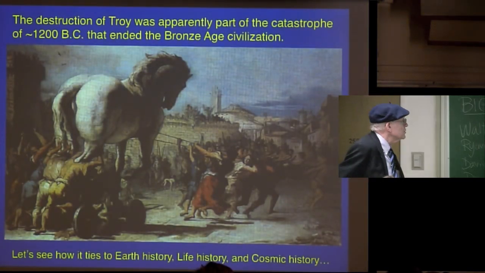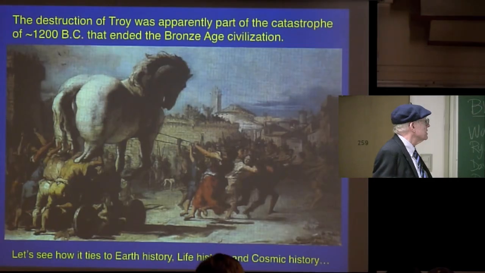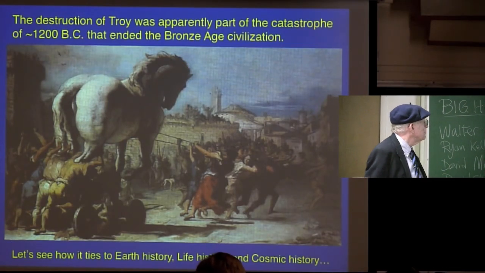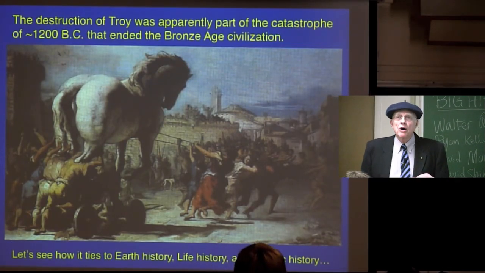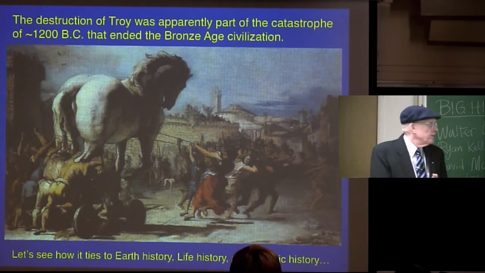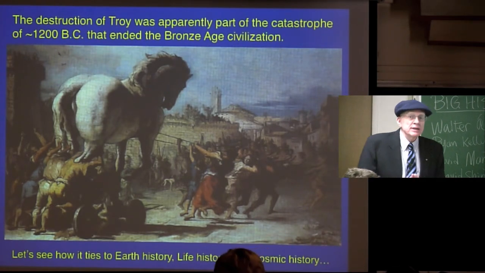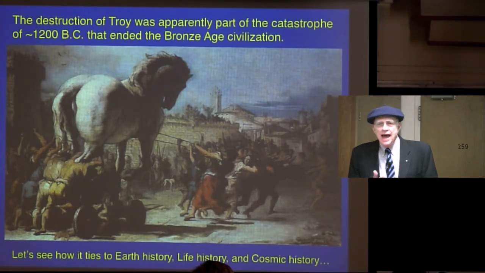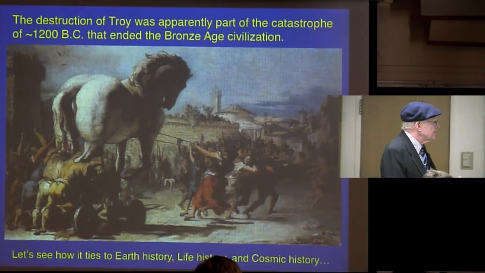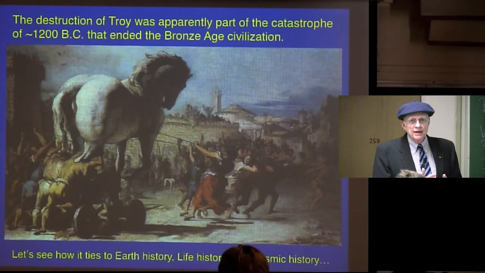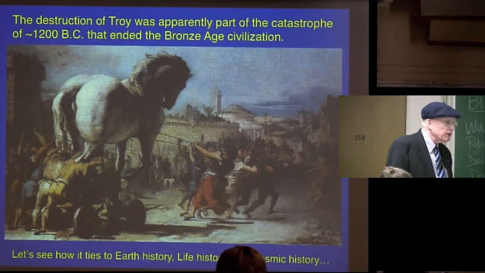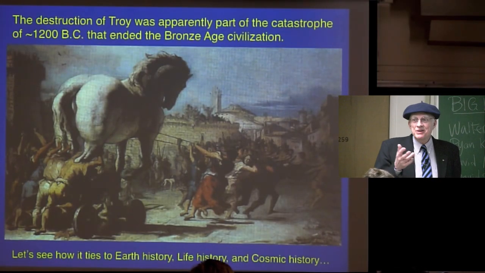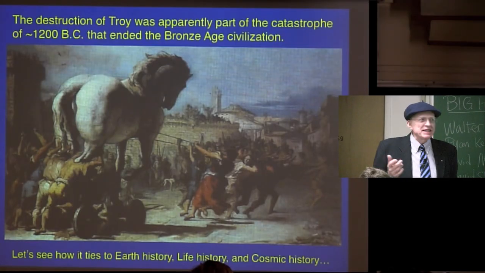Okay, so maybe the destruction of Troy was part of the catastrophe of about 1200 BC. So this is my prologue. And now what I'd like to do with you is to see how it ties into the different subdivisions of big history. How does this tie into Earth history, into life history, and cosmic history? So that's where we're going. Any questions at this point? Question? Boy, it must have been really clear.